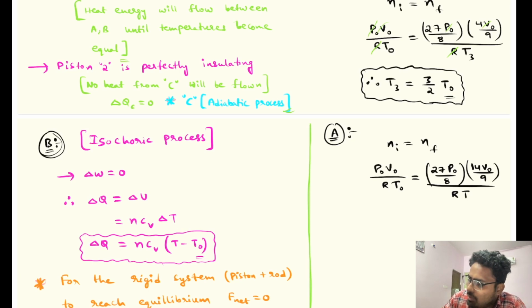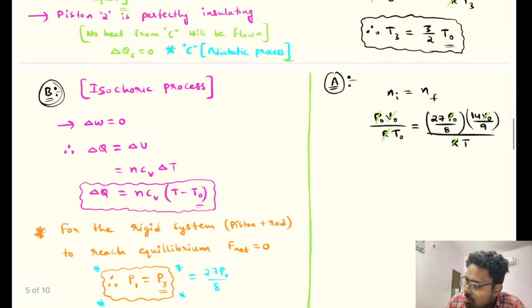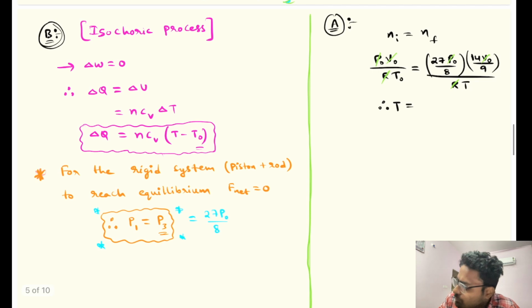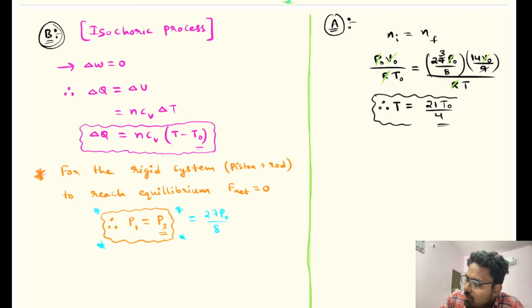So from here you can see R will get cancelled, P naught V naught will get cancelled. So what's the value of T we are getting? This is 9 threes, right? This will be how many times? 9 threes and 2 fours, 2 sevens, so 7 threes are 21. So 21T naught divided by 4. This is the value of temperature we are getting, right?